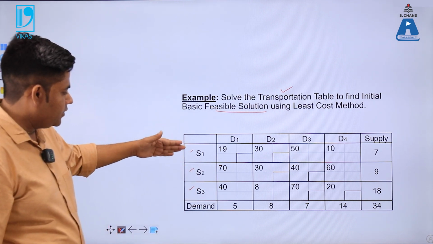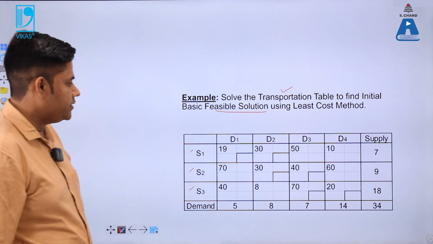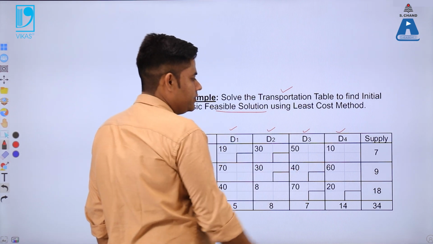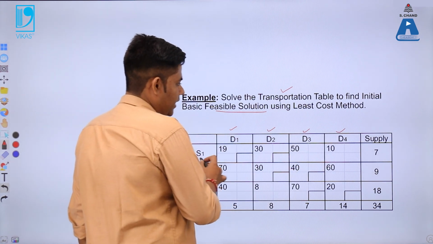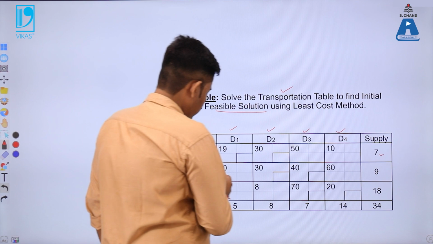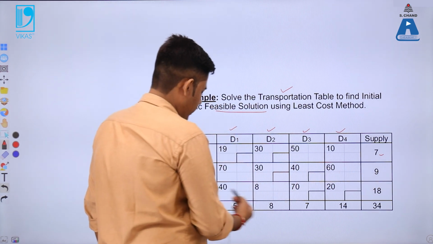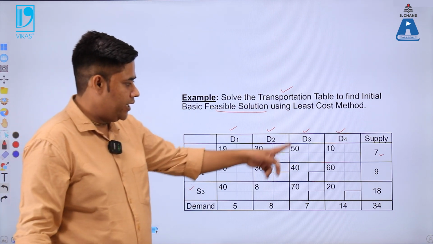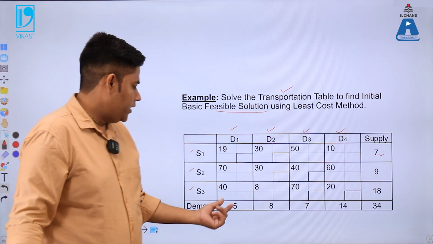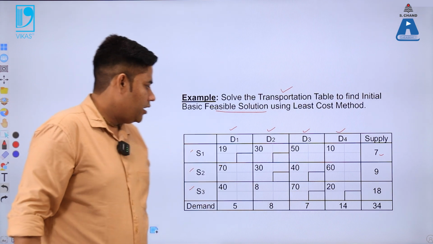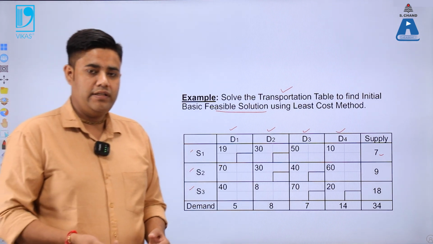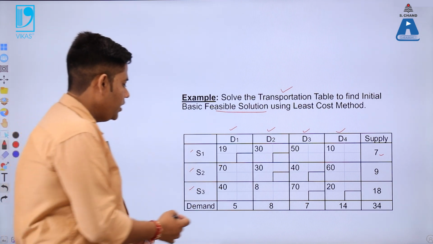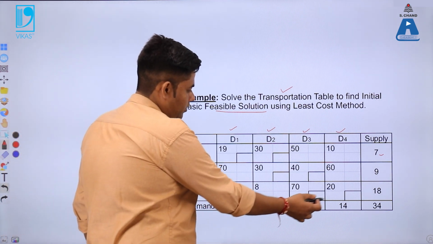So supply center 1 is there, supply center 2 is there, supply center 3 is there, and you have 4 demand centers. Supply center 1 has a supply value of 7, supply center 2 has a supply value of 9, supply center 3 has a supply value of 18. And demand centers are requiring the components as 5, 8, 7 and 14. So what I need to check initially is whether it is a balanced type transportation problem or an unbalanced type transportation problem. So I need to add them up.